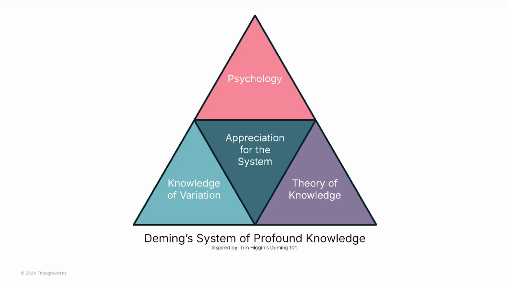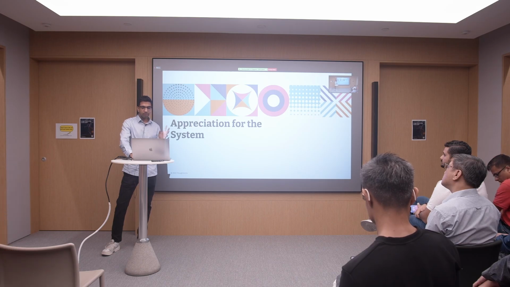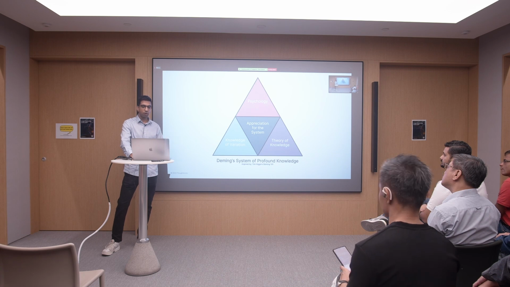And there's 4 aspects to this system. But the key part, it is one system. You can't separate the parts from the whole. You take one away and it stops being the same thing. So let's start with the first one, the central one, appreciation for the system.